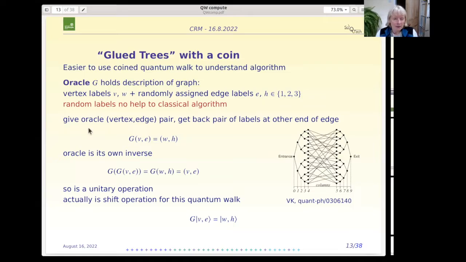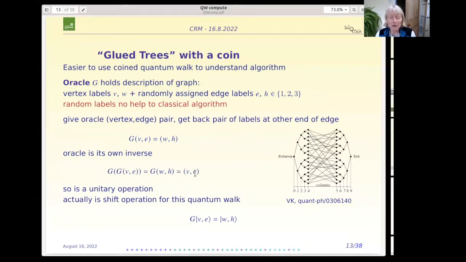So what you do is you give the oracle a vertex edge pair, and what you get back is a pair of labels on the other end of the edge. So if I give my oracle B and E, what I get back is W and H, such that EH is the edge joining vertices B and W. Notice the oracle is its own inverse. So if you feed the oracle the output from B and E, what you'll get back is B and E.